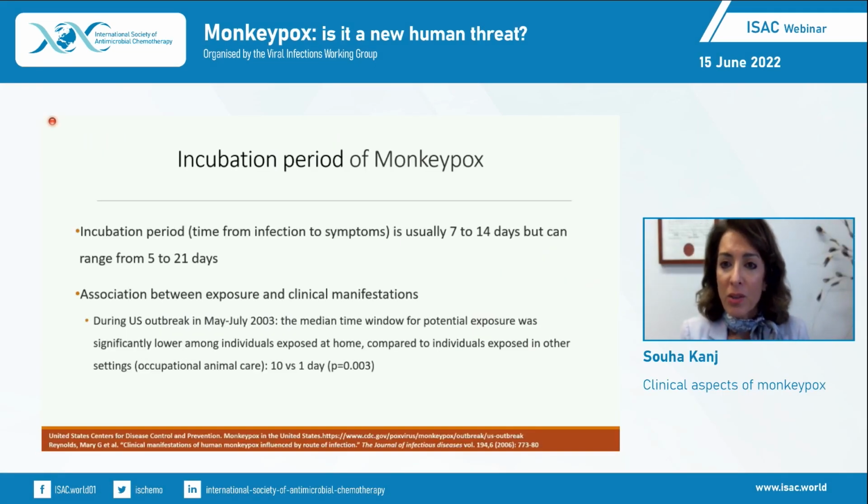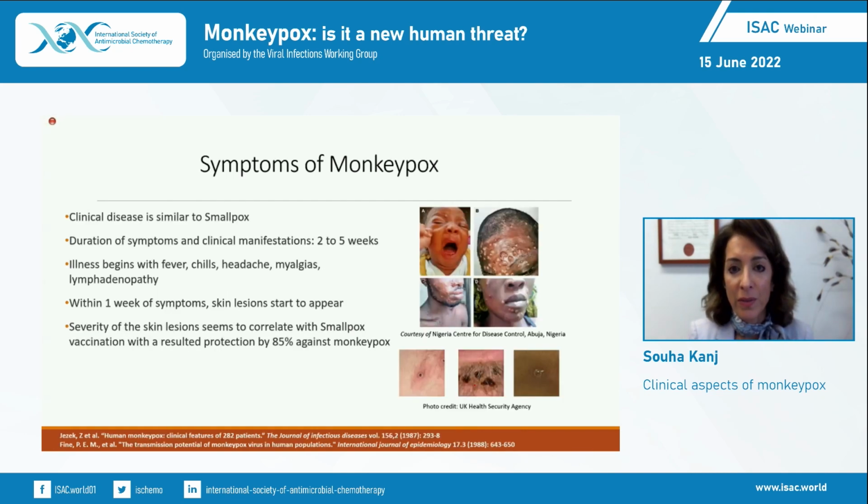Let's talk about the incubation period of monkeypox. The incubation period is usually 7 to 14 days, but can range from 5 up to 21 days. And there is an association between exposure and clinical manifestations. During the US outbreak from May to July in 2003, the median time window for potential exposure was significantly lower among individuals exposed at home compared to those exposed in other settings, such as occupational health or animal care, from 10 down to 1, so quite a big difference.